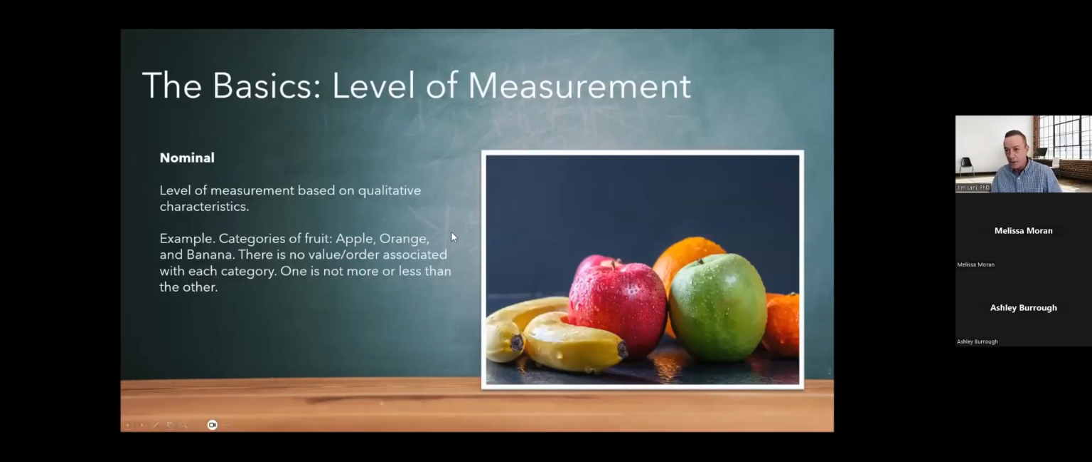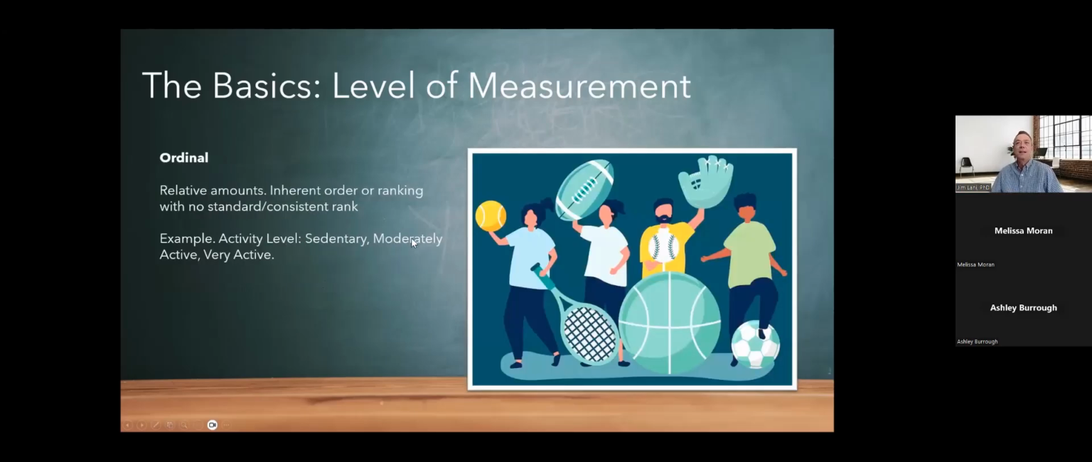Just to bang that point home, levels of measurement, nominal, fruit, banana, orange, apple, okay? No value associated with them. One's not more or less than the other. They're just names. Ordinal, activity level, sedentary, moderately active, very active. Again, you have an order of activity, but the amount of energy one might expend between sedentary and moderately may be very different than between moderately active and very active. So you have the order, but not equal intervals necessarily.